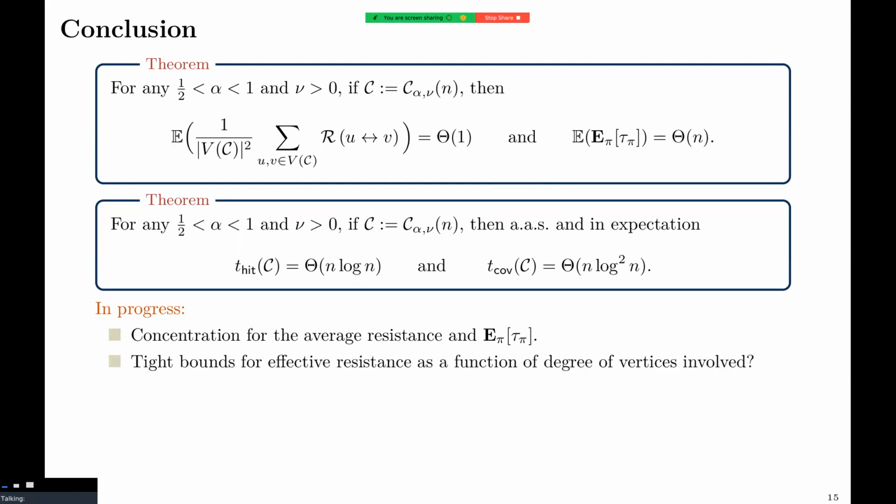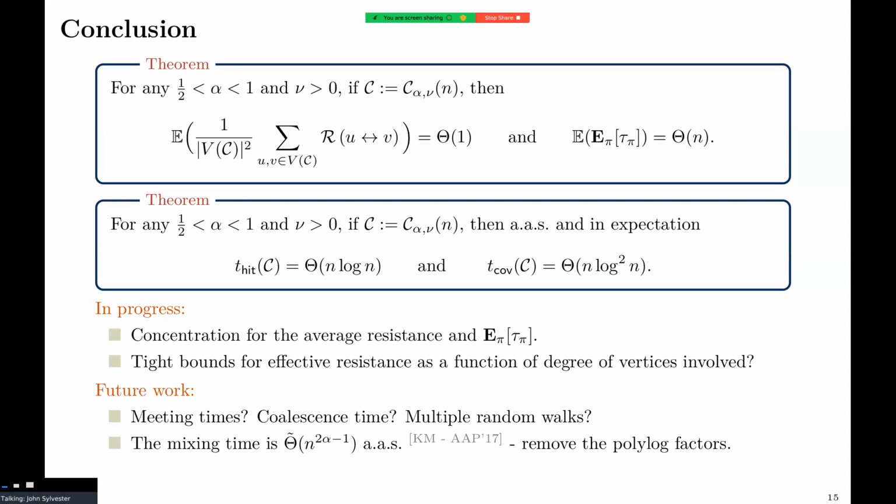And also we're working on coming up with tighter bounds for the resistances as a function of the degrees of the vertices of the source and sink. So in particular, we can show that if the vertices' degrees are large, so super constant, then the resistance between source and sink is little o(1). But more detailed than that. Future work: look at other random walk quantities, such as meeting times. Also, it would be nice to nail the mixing time of the hyperbolic random graph.